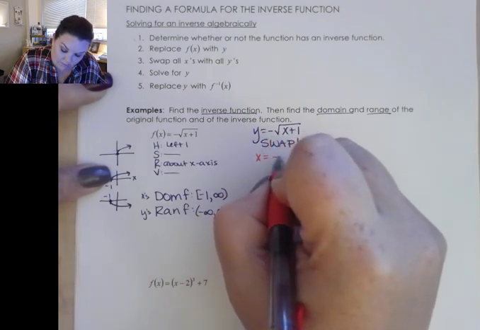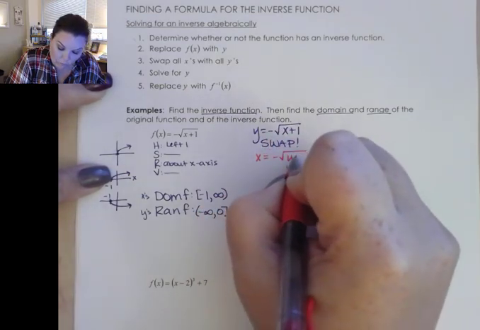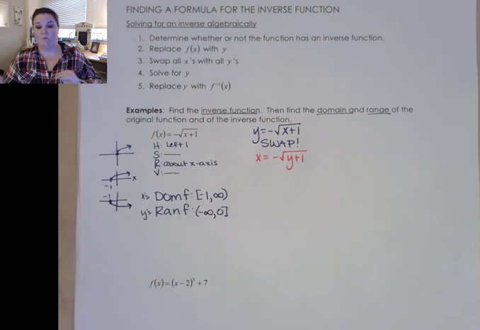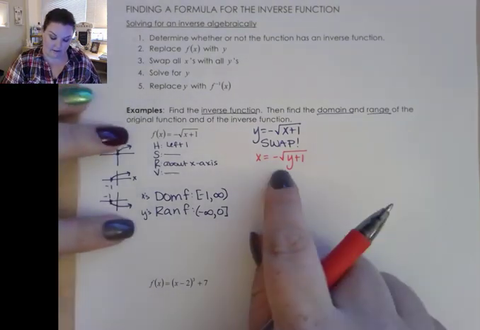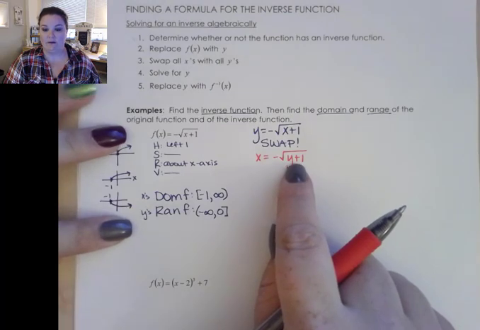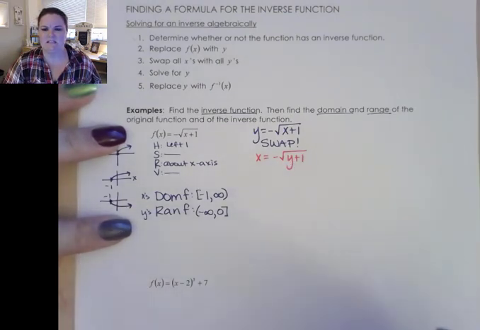So we have x is equal to negative square root of y plus 1. Everywhere there was a y, I'm writing an x. Everywhere there was an x, I'm writing a y. Okay? And now I need to solve this for y, which is right now stuck inside the square root.